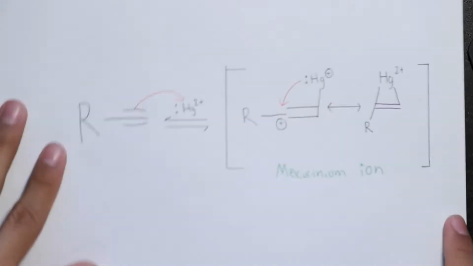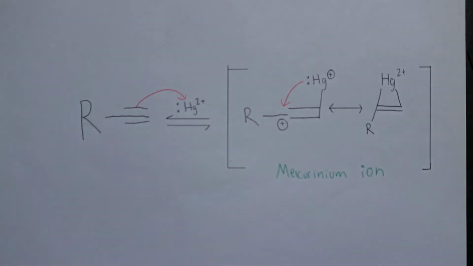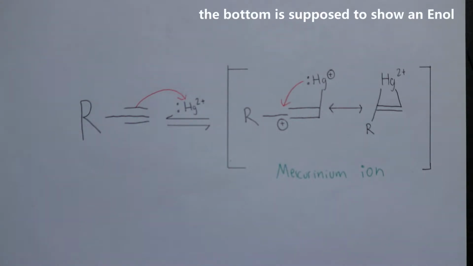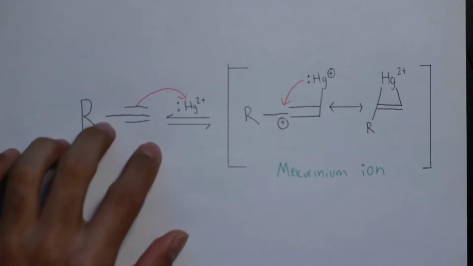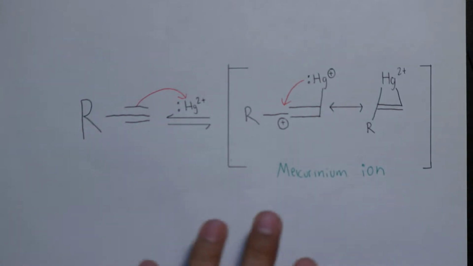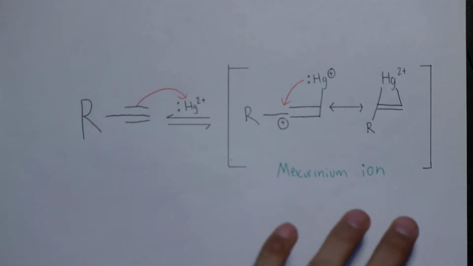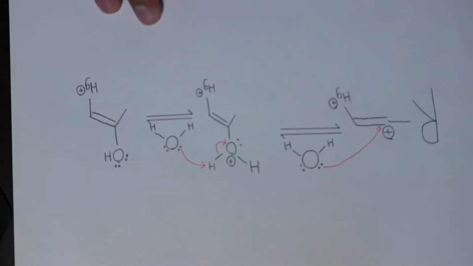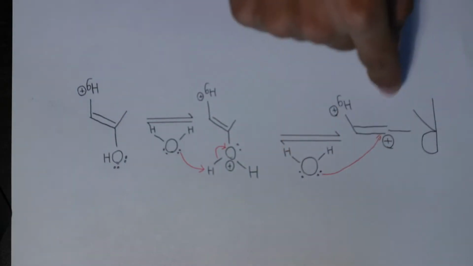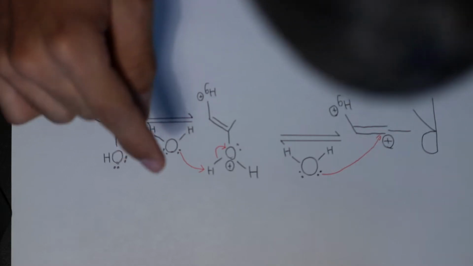So, moving on. Let me show you the mechanism for this reaction. The reaction activates the alkene toward nucleophilic attack, forming a mercurinium ion. The mercurinium ion is then attacked by water, followed by deprotonation.